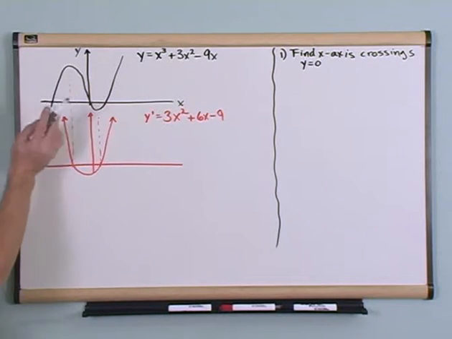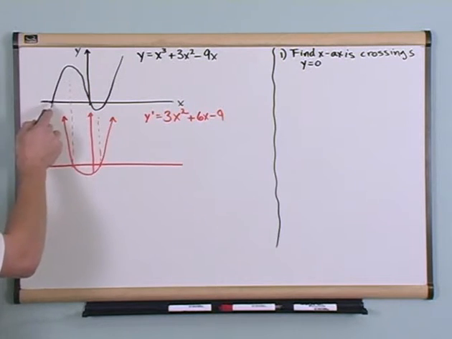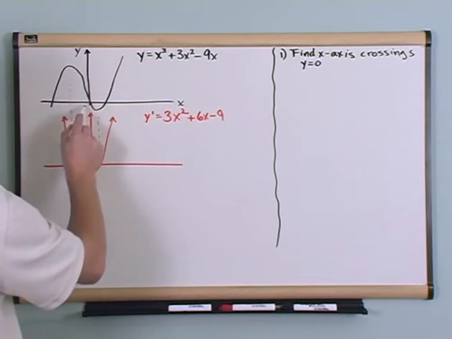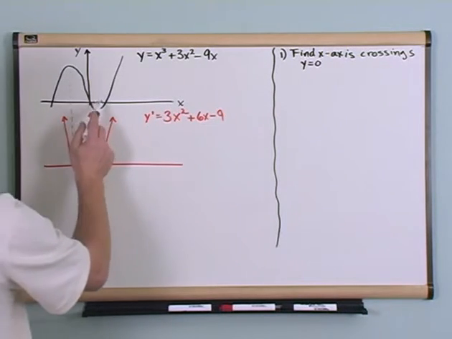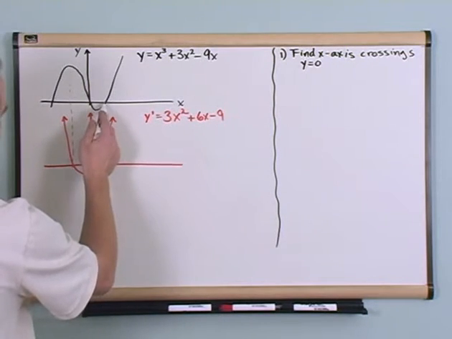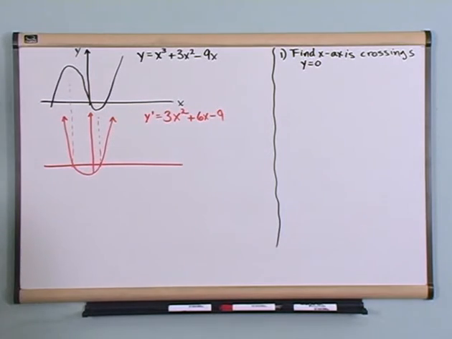So here, I'm making up a number. This might be negative 10 comma 0. So x is equal to negative 10, y is 0. Here, it looks like it's pretty close to x equal to 0, y equal to 0. Here, it's around maybe 2 or 3 for x, and then the y value, again, is 0.